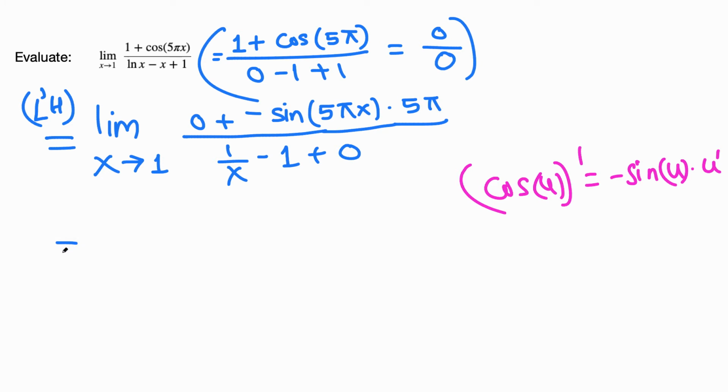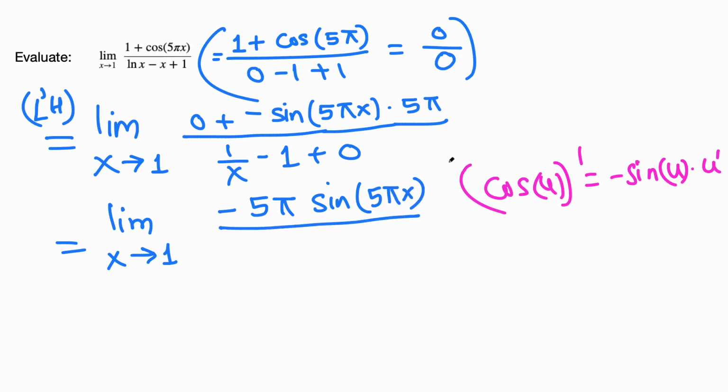Let me simplify, then we'll see whether we get 0 over 0 again. In that case, we have to apply L'Hopital's rule again. So 0 doesn't count, minus this times pi, we can put on the front. So negative pi times sine pi x, all over 1 over x minus 1. I'm not going to simplify. I can combine these two fractions, thinking of 1 as 1 over 1, but it's a lot of work. Let's see if we can get an answer.